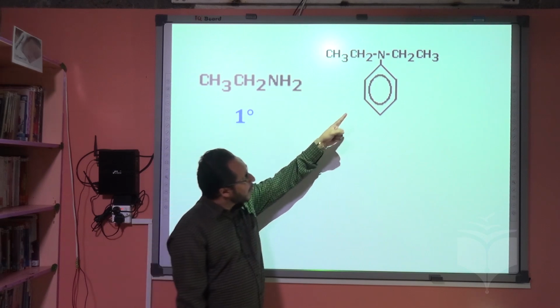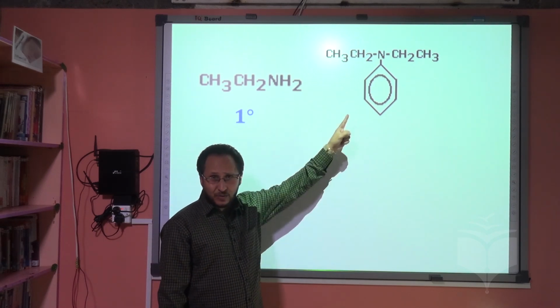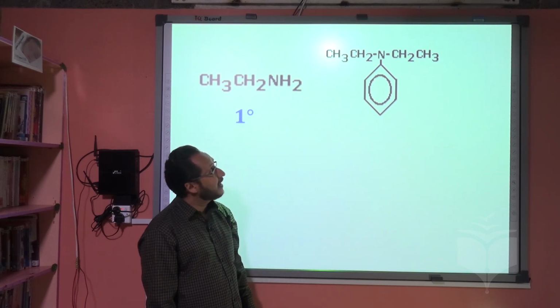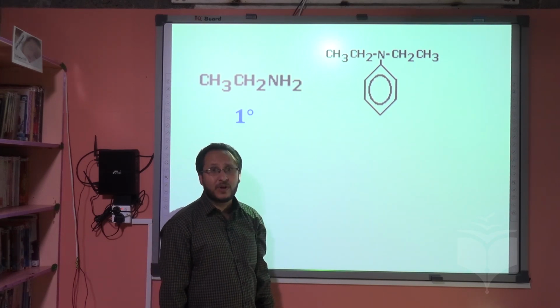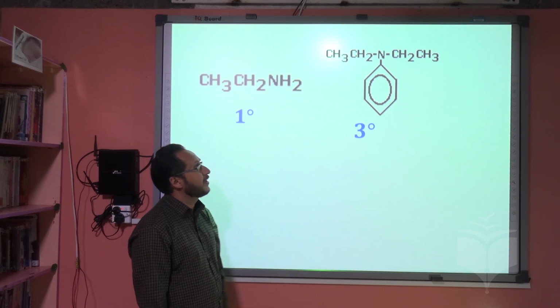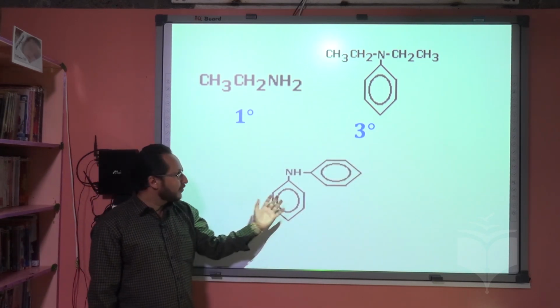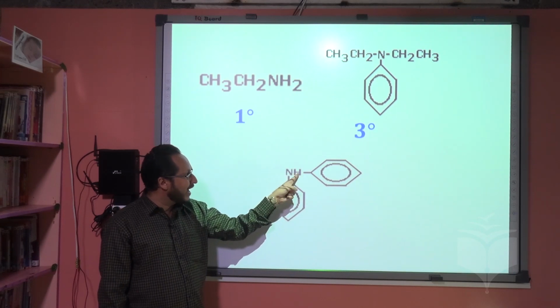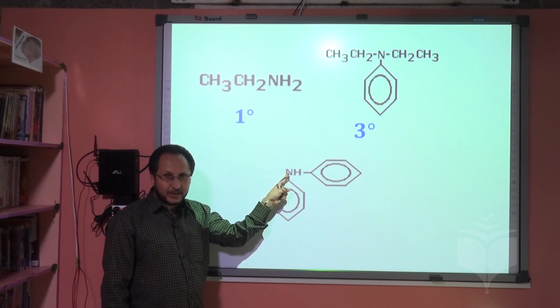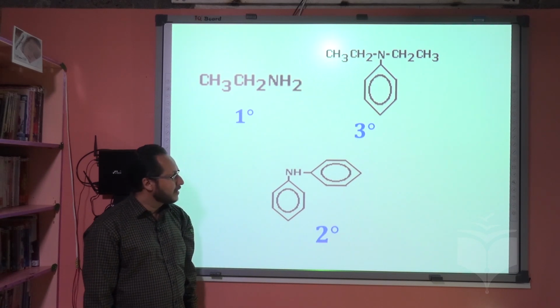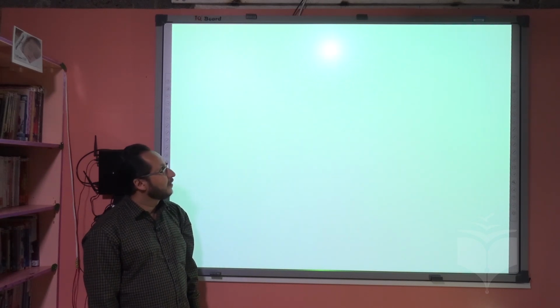Here we have 2 alkyl groups and 1 aryl group. In this case, there is no hydrogen atom attached to the nitrogen atom. So what do we call it here? Yes, it is a tertiary amine. Now what about the last one here? Yes, we have 2 aryl groups and 1 hydrogen atom attached to the nitrogen atom. So what do we call it here? Yes, it is a secondary amine.